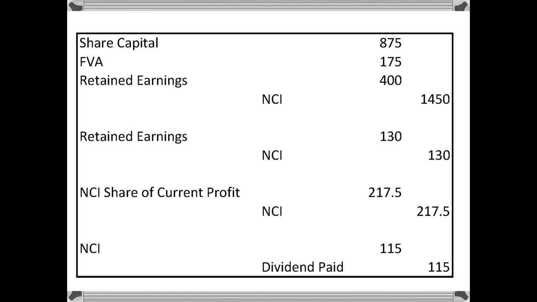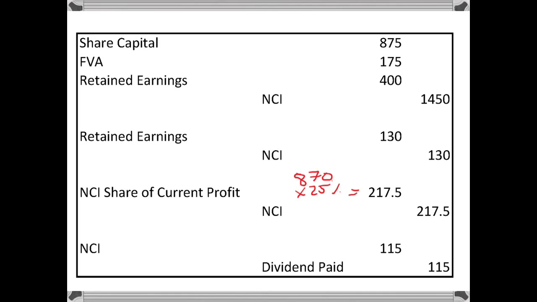The last two things we need to worry about in this particular example is the non-controlling interest share of current profit. So we look at current profit, which was 870, multiply it by 25%, and that gives you 217,500. Now note, this 870 is the subsidiary's profit. So we're not worried about group profit, we're not worried about the parent's profit, we're just worried about the subsidiary's profit, which makes sense because the non-controlling interests have a percentage stake in the subsidiary.